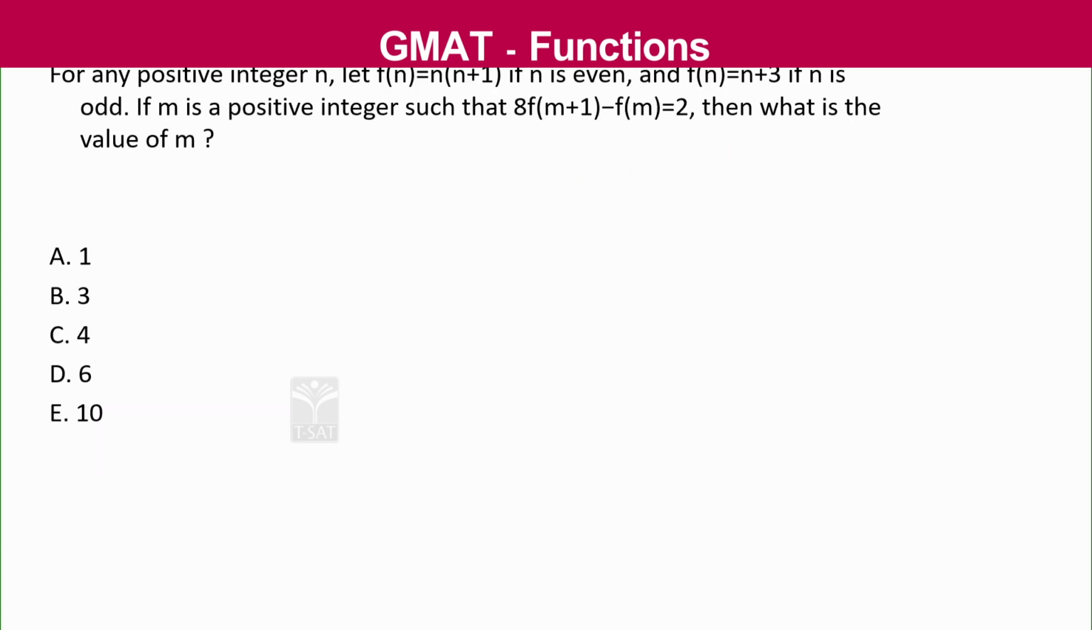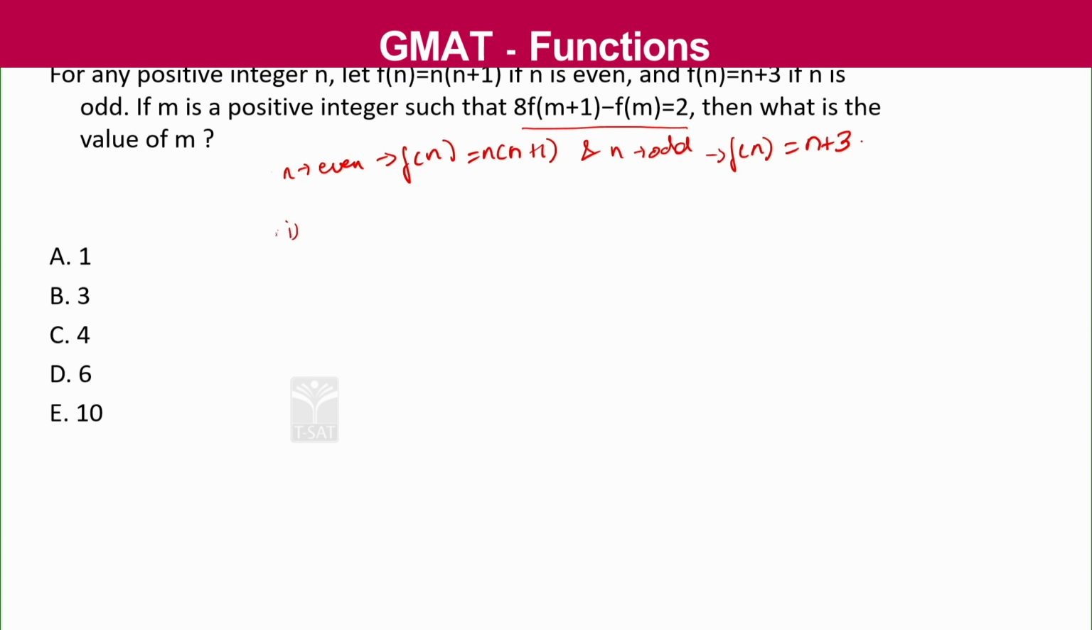So, the question here says, for any positive integer n, let f(n) equal n(n + 1) if n is even, and f(n) equal n + 3 if n is odd. If m is a positive integer such that 8f(m + 1) - f(m) = 2, then what is the value of m? So, we are given that if n is even, f(n) = n(n + 1), and if n is odd, f(n) = n + 3. We have an equation given in f(m), so let's just see the cases.